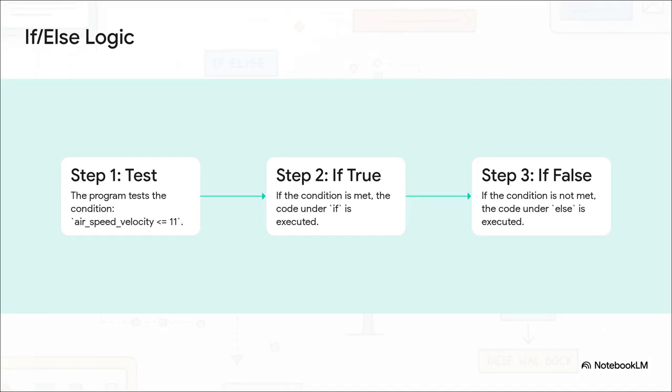So when you really break it down, it's just a simple three-step dance. Step 1, the program looks at the condition and figures out if it's true or false. Step 2, if it's true, it runs the code that's indented right under the if. Step 3, if it's false, it completely ignores that first block and jumps down to run the code under the else. And the crucial thing is, it can only ever go down one of those two paths, never both.